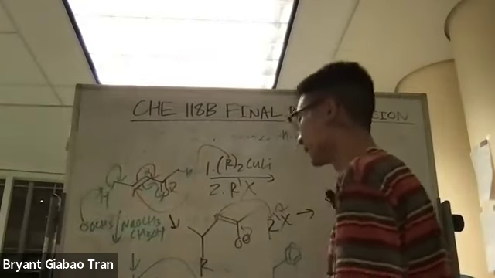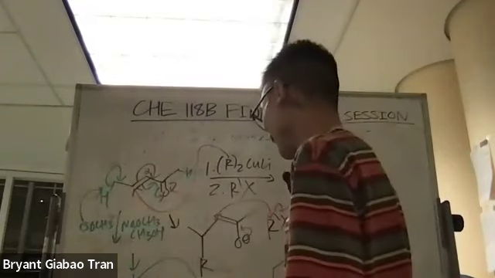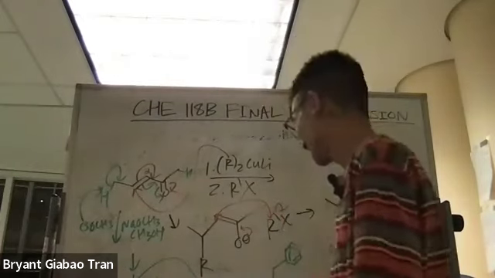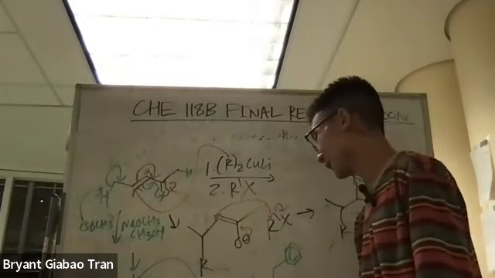But now the double bond is not between the alpha and beta carbon. The double bond is between the beta and gamma carbon. That one changed. If you want to alkylate the alpha carbon, then your double bond would be right there.